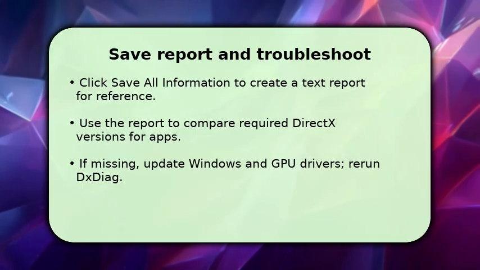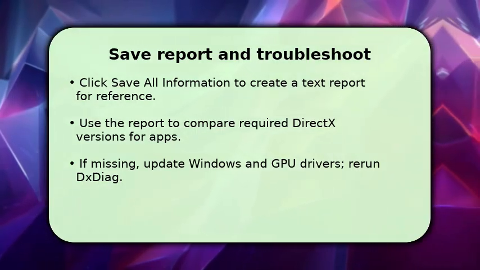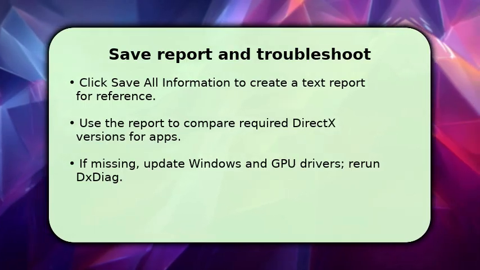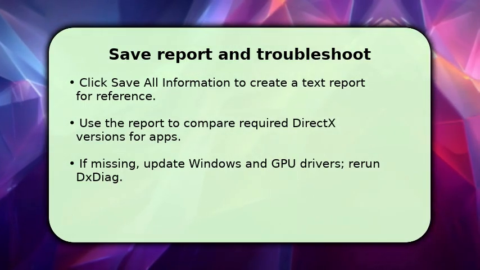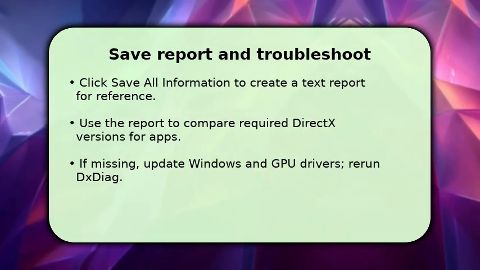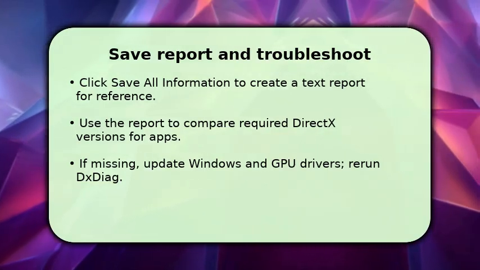a snapshot you can review or share. Read the saved report to confirm the DirectX version and check display feature levels against the requirements of your game or application. If DirectX isn't installed or an app fails, make sure Windows Update is current and install the latest GPU driver, then rerun dxdiag.